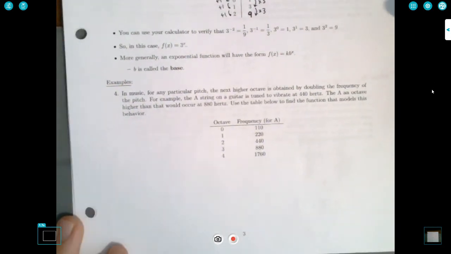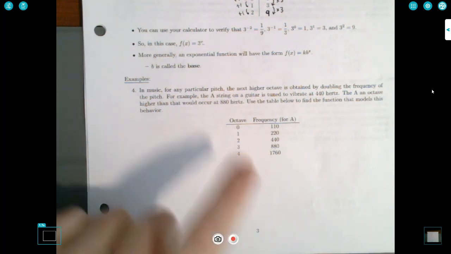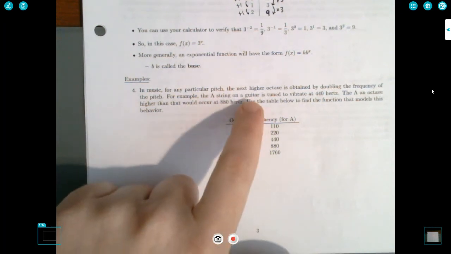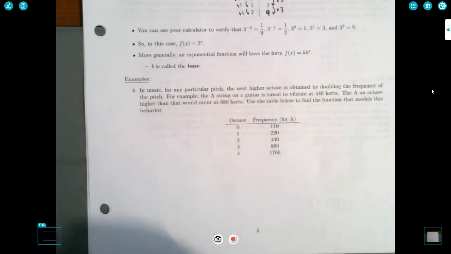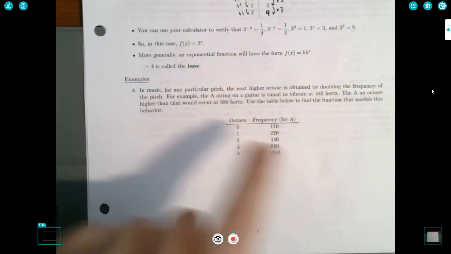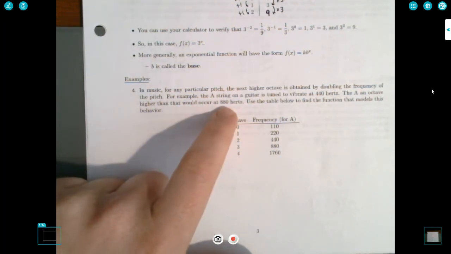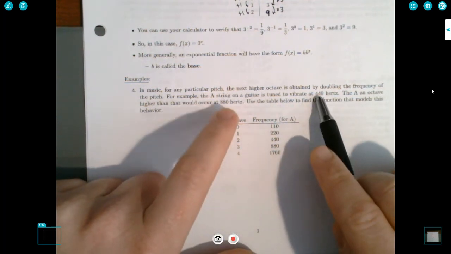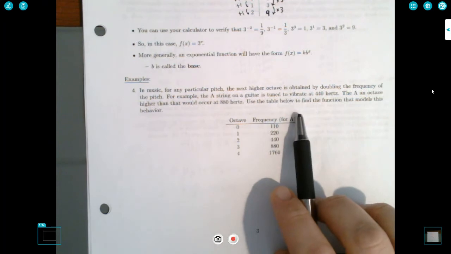So here's an example. In music, for any particular pitch, the next higher octave is obtained by doubling the frequency of the pitch. So for example, the A string on a guitar is tuned to vibrate at 440 hertz. The A an octave higher than that would occur at 880 hertz, right? So you double it. So let's use the table below to find the function that models this behavior.